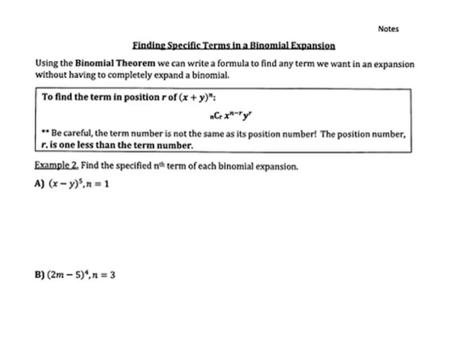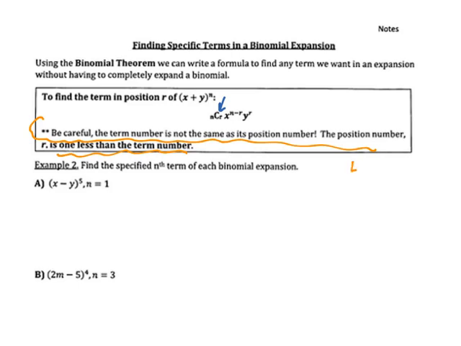To find the term in position r of (x + y) to the nth power, we're going to use this combination and then x to the n minus r times y to the r. So you really need to be careful about this part. This is a beware. The term number is not the same as its position number. The position number r is going to be 1 less than the term number.